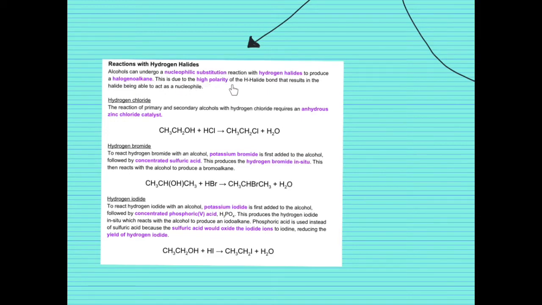This is due to the high polarity of the hydrogen halide bond, which results in the halide acting as a nucleophile. So that's it reacting with hydrochloric acid. You need a zinc catalyst, and you make a halogenoalkane and water. Exactly the same thing there with hydrogen bromide and then with hydrogen iodide. Just notice, you might want to pause the screen to look, there's different conditions. This one is just a zinc chloride catalyst. This one you need concentrated sulfuric acid.